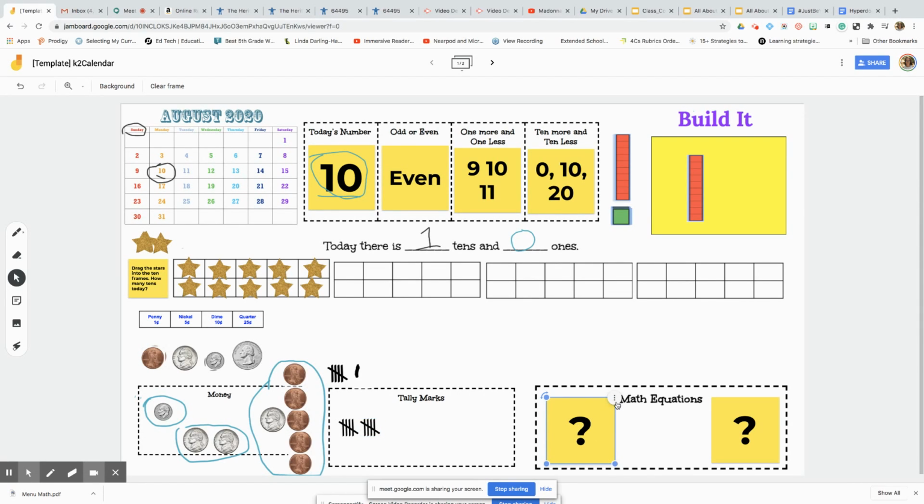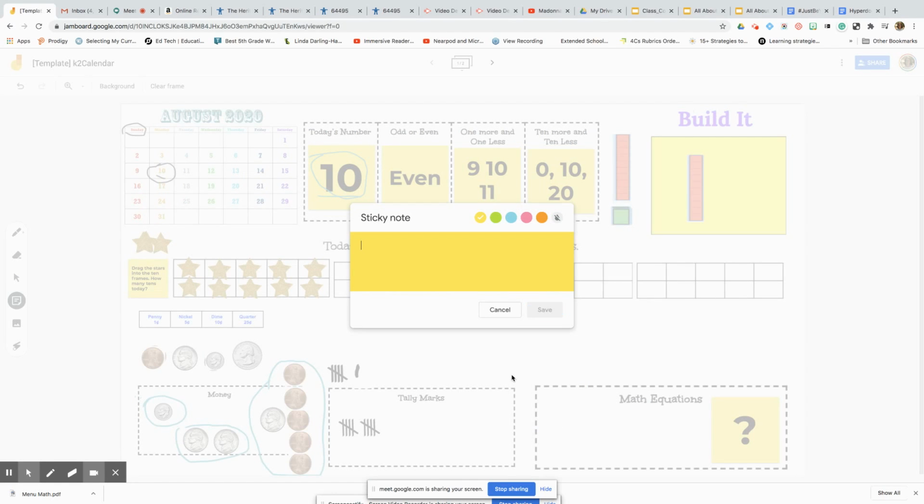And finally, let's try to think of some math equations. So if you have your whiteboard or your piece of paper in your journal, write down a couple of math equations that you can think of to make 10. So I might say one way to make 10 is 10 plus 0. Can someone think of another way to make 10? 5 plus 5. Yeah, what's another way? 9 plus 1.